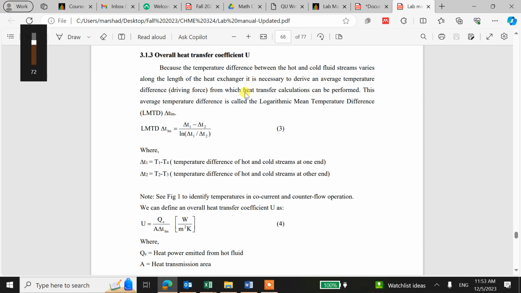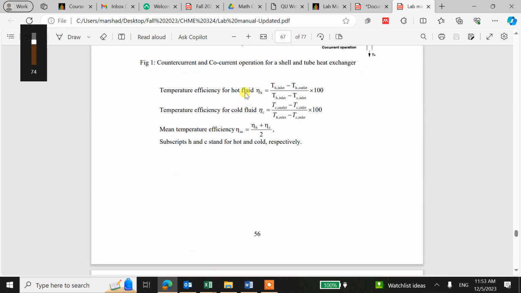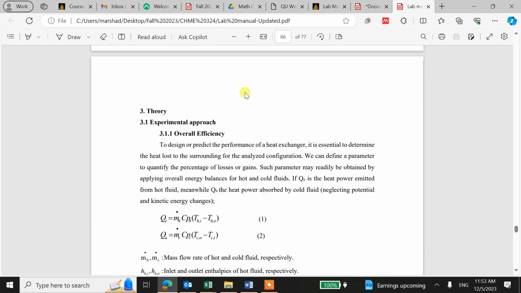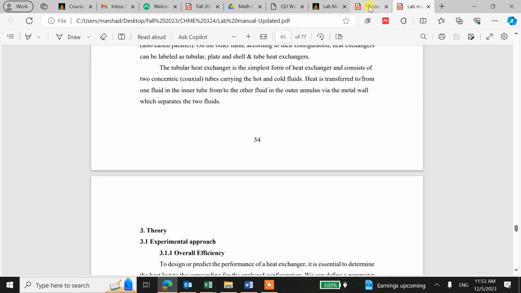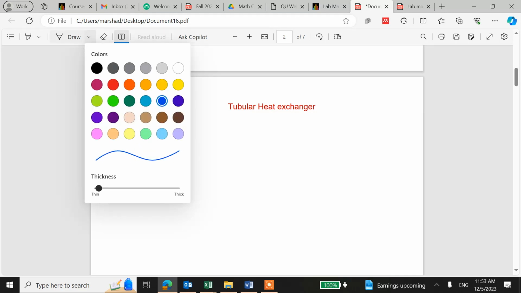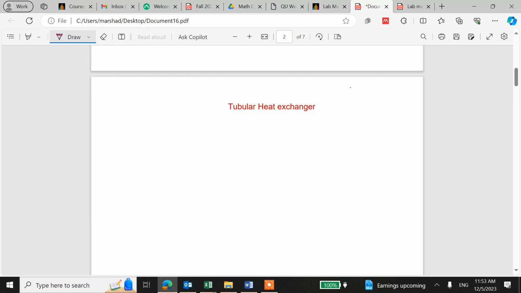Okay, welcome all. I'm going to discuss the heat exchanger experiment, calculation, and everything. So, what do we have in the heat exchanger? Tubular heat exchanger, right? Tubular means tubes. So, we have two concentric tubes, right? This is the inner, and we have hot water going through the inner tube.